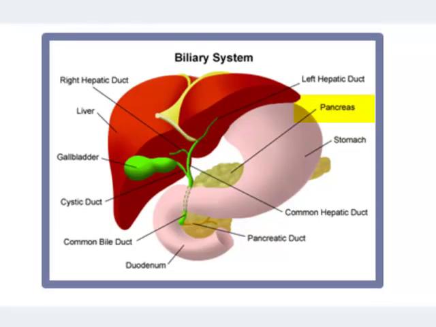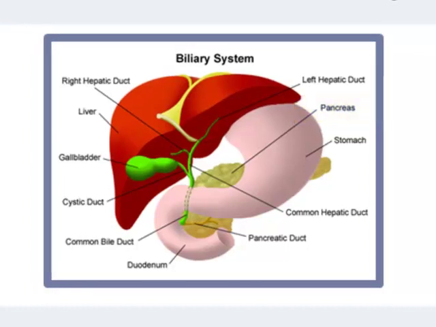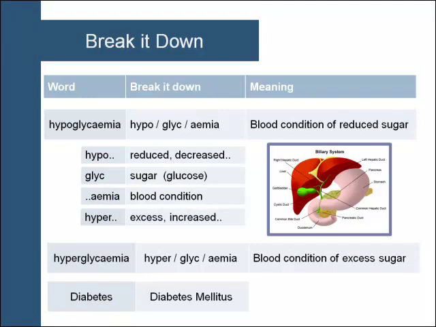The pancreas produces a hormone called insulin. If you suffer with diabetes, it means your pancreas is either not creating enough insulin or the insulin it is producing is ineffective at controlling the blood sugar levels. So going back to our word hyperglycemia, the most common cause of hyperglycemia is diabetes. There are various tests and other terms associated with diabetes which would be explored within the course.